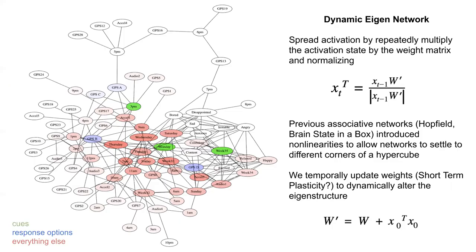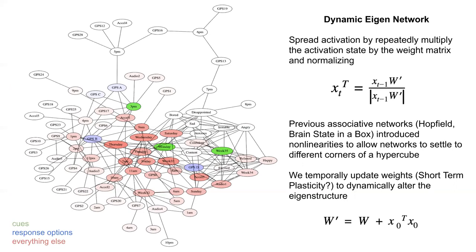In order to deal with this problem, they brought in non-linearity. So instead of normalizing, they had the state of the system go to one of the corners of a hypercube. Now, what we'd like to do, though, is be able to have a graded response to each of our activations, and so we prefer not to have them go to those corners.